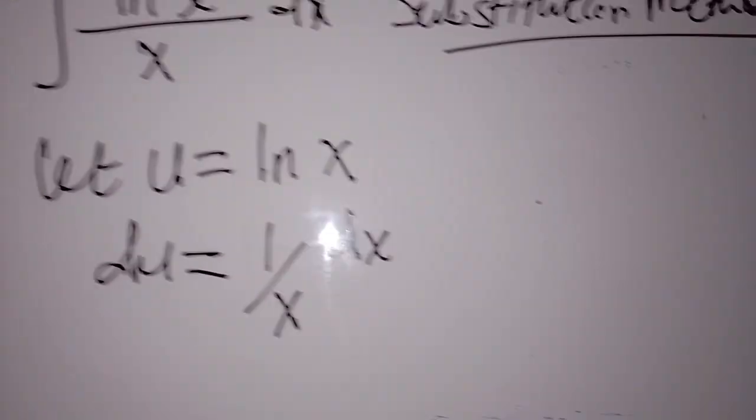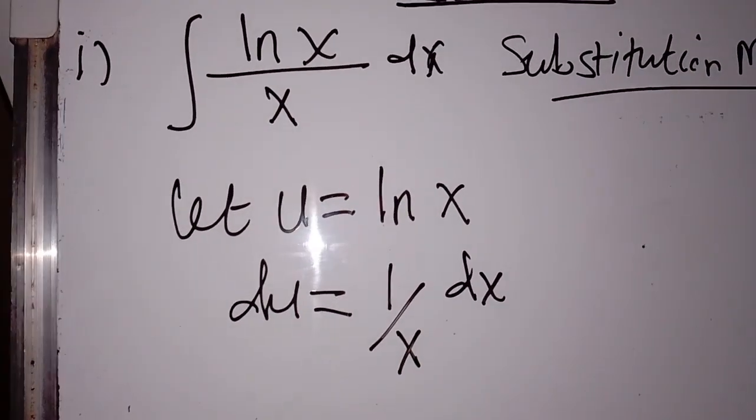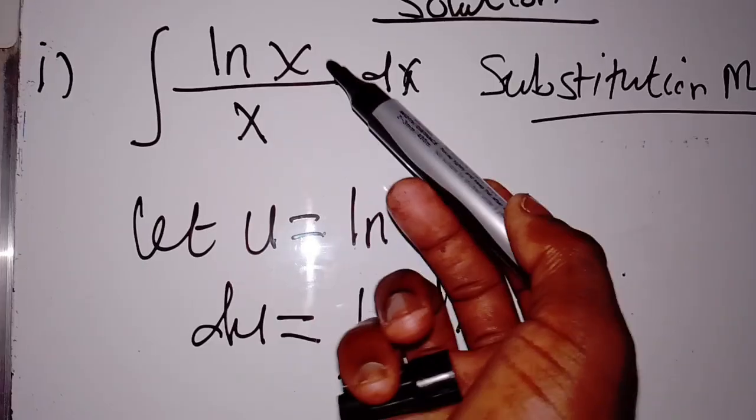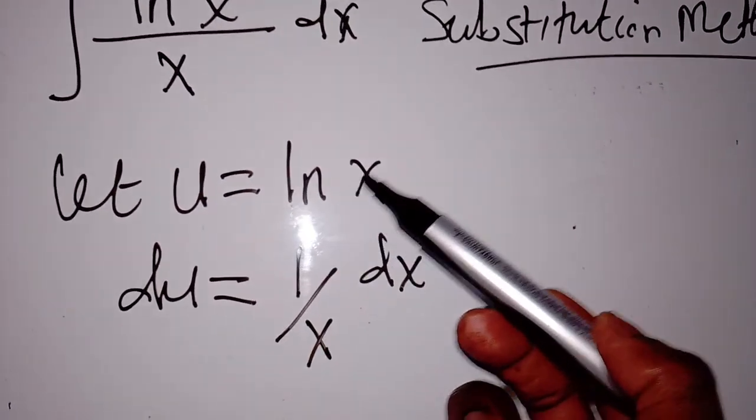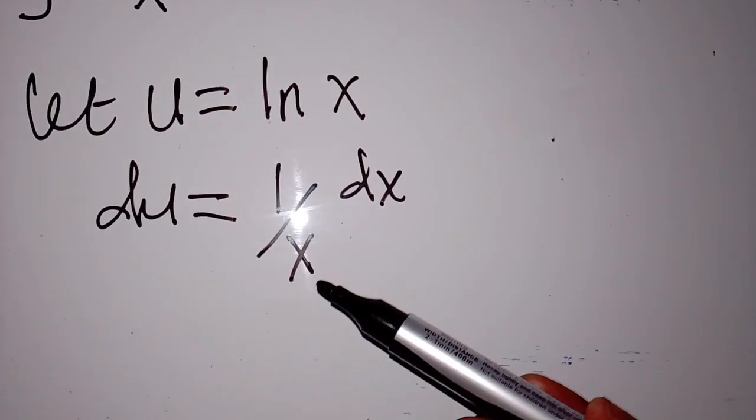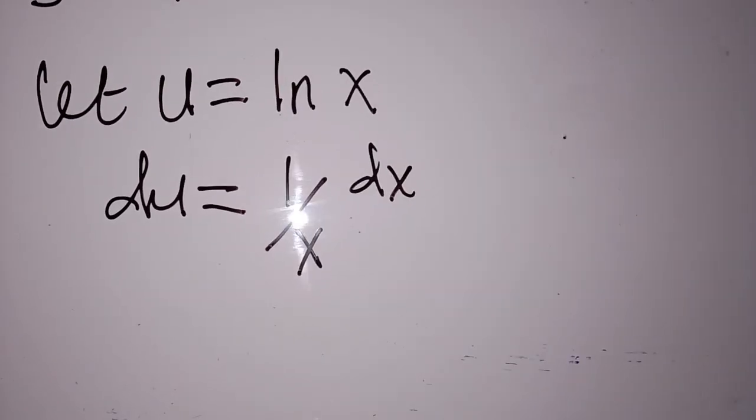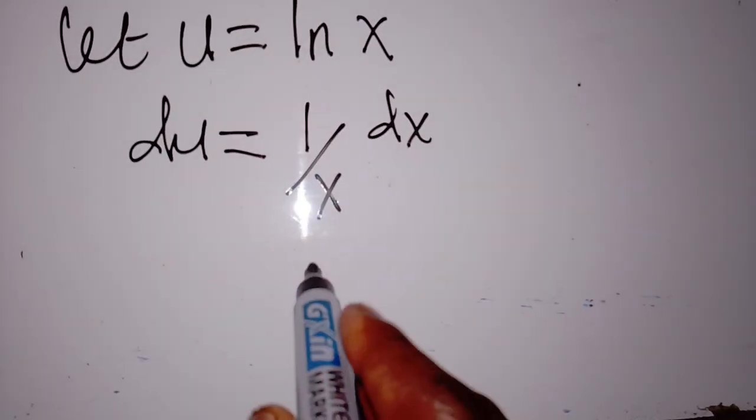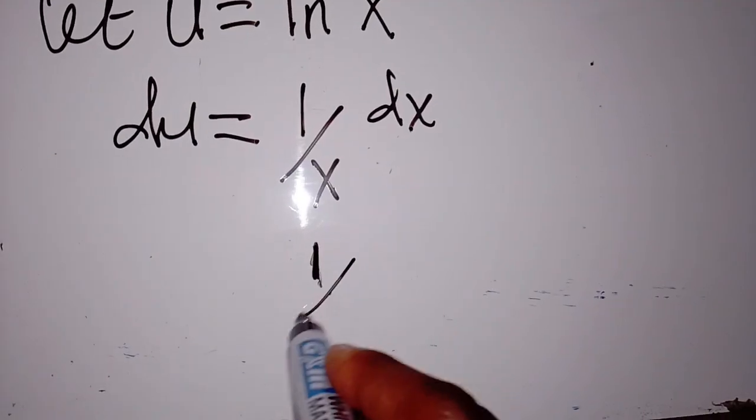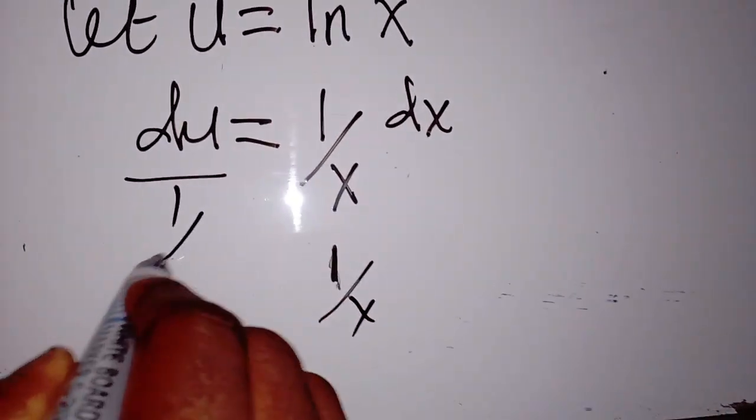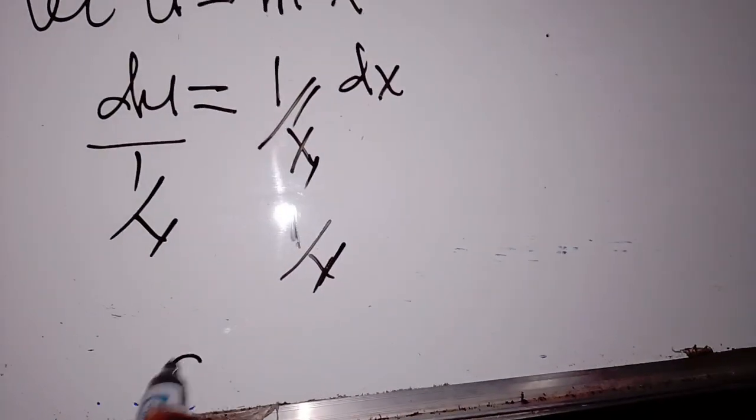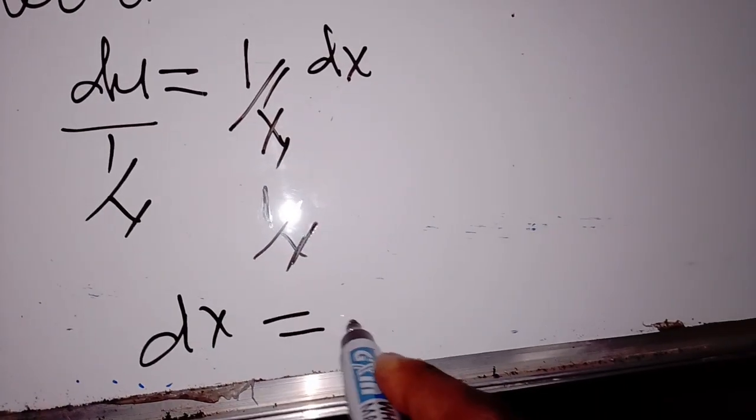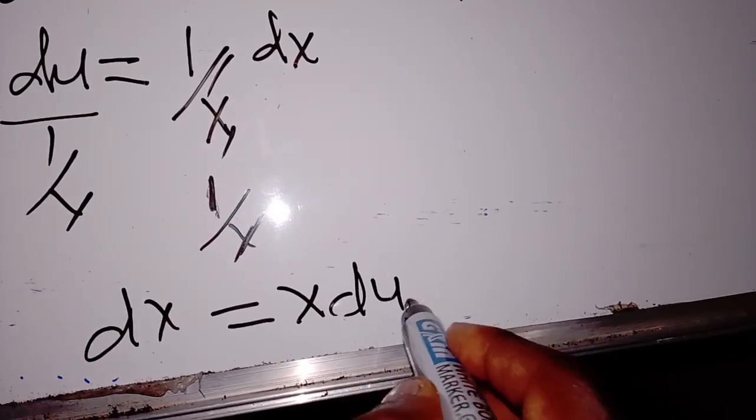So in our case, we have ln x over x, and we have u equal to ln x. So du will be 1 over x dx. We want to make dx the subject, so you divide by 1 over x. So dx will be x du.